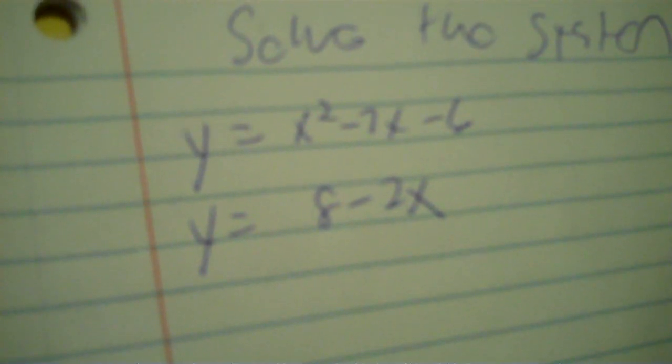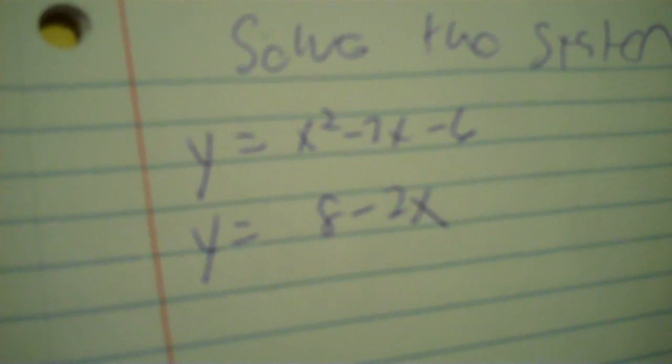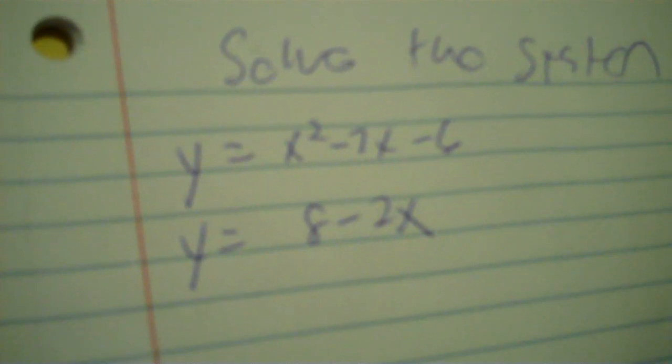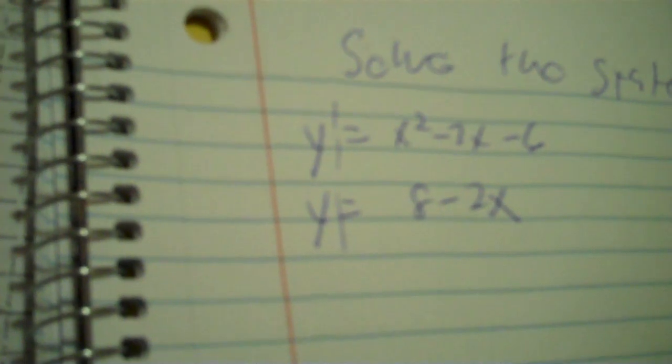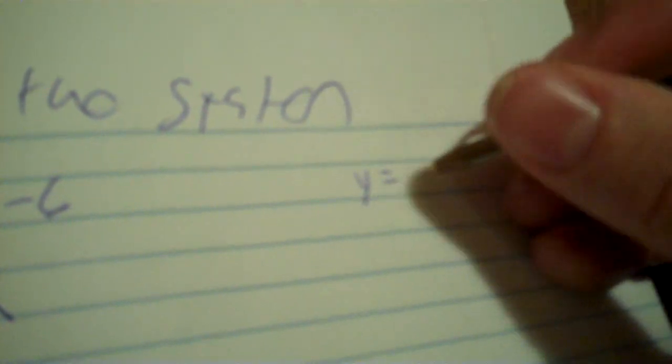Now, maybe they intersect once. They probably intersect twice. Maybe they don't intersect at all. We're about to find out. Now, both of these have y by itself, so guess what? I'll pick the first equation. That's how you should line it up. y equals x squared minus 7x minus 6, okay?